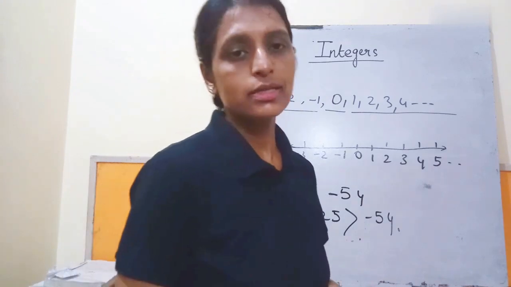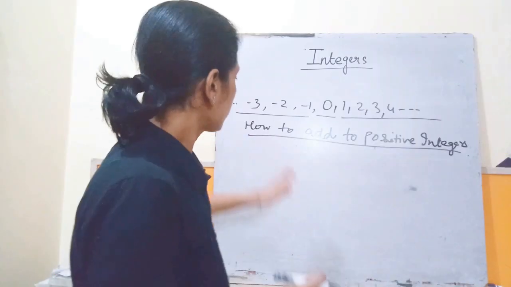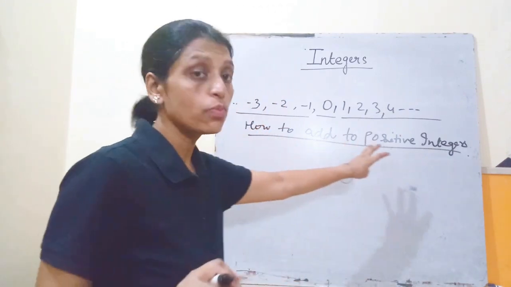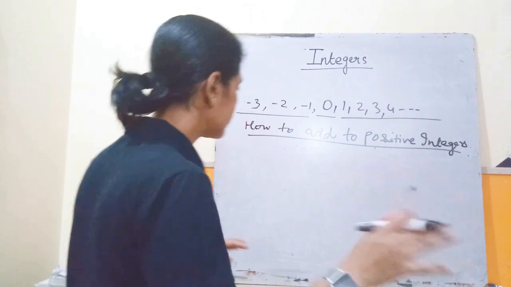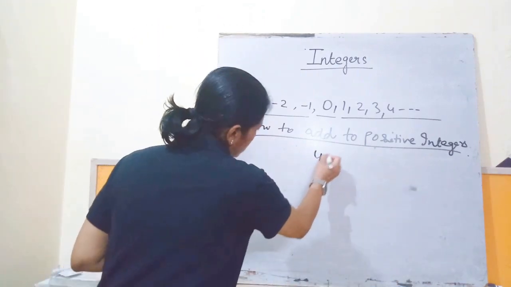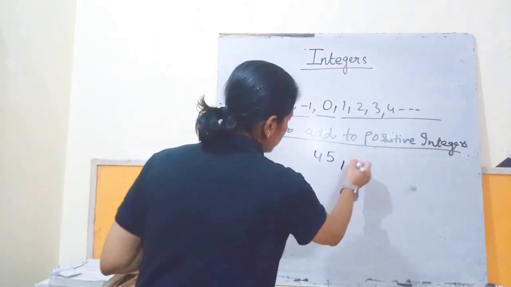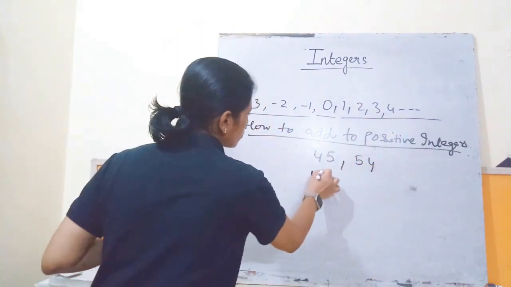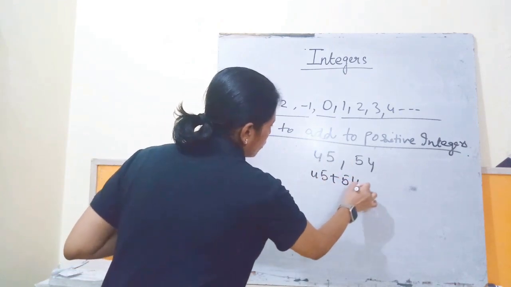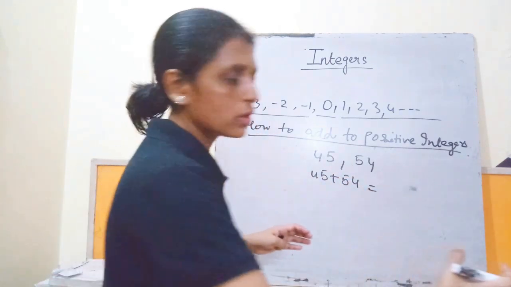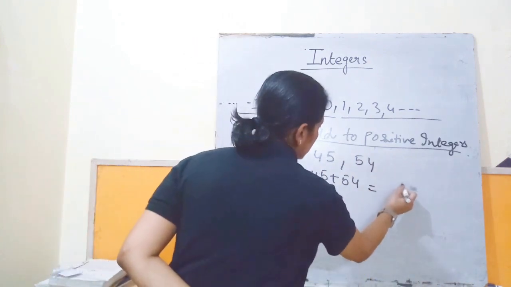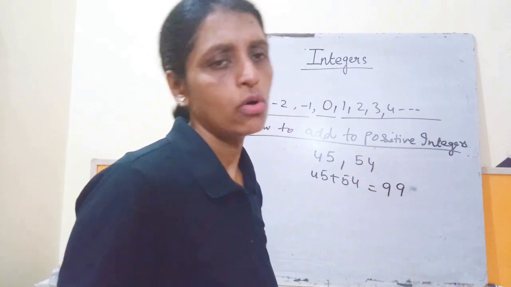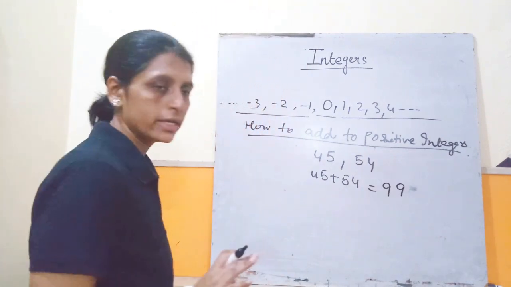Okay, let's see. Children, basically I'm going to tell you step by step so it will be more clear to you. So here, how to add two positive integers. Adding two positive integers is very, very easy. Like 45 and 54 we have to add. These are both positive integers. So simply you have to add. Horizontally you can add, vertically you can add. That's your choice. Okay, it is simply 99. There is no problem in adding two positive integers.